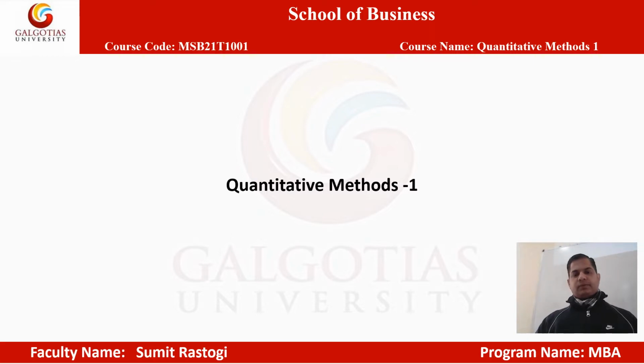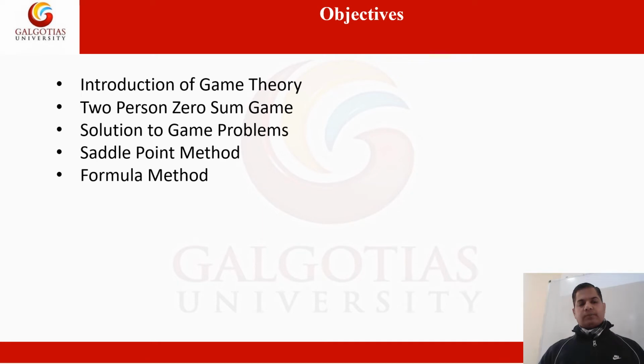In the previous videos, we have studied transportation, assignment, and linear programming. Here in this topic, we will start with the game theory concepts. A game is basically one that two people or three people are playing, but in this game theory structure, we will study only the two-person game. The objectives are to study the two-person zero-sum game, the solution to the game problem, the saddle point method, and then the formula method.